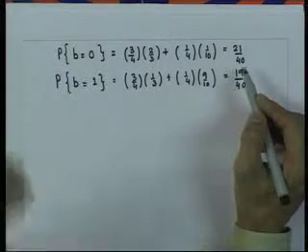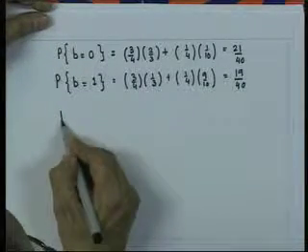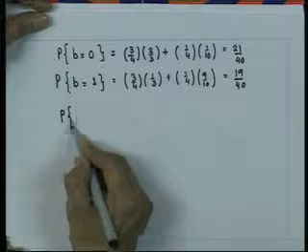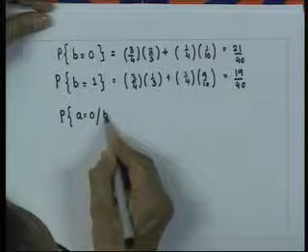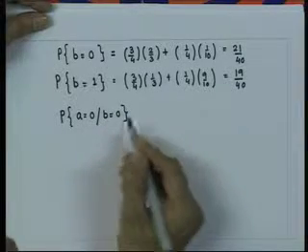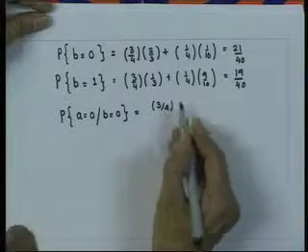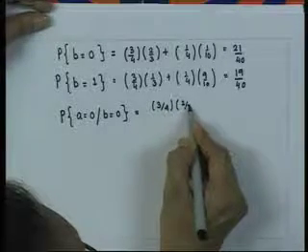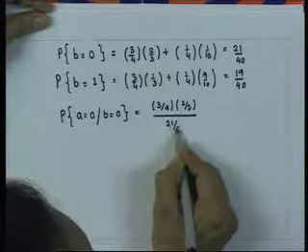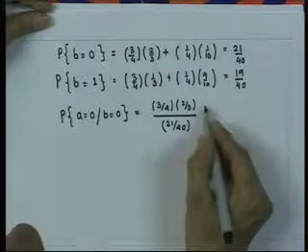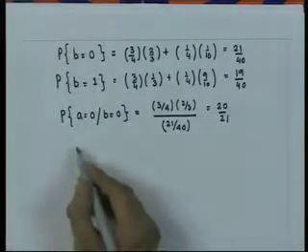Now, the conditional input probabilities can be obtained as probability of A equal to 0 given B equal to 0 is equal to 3/4 multiplied by 2/3 divided by 21/40, which is equal to 20 by 21.